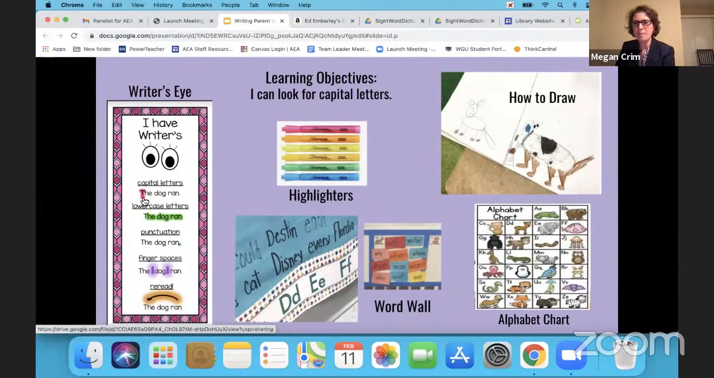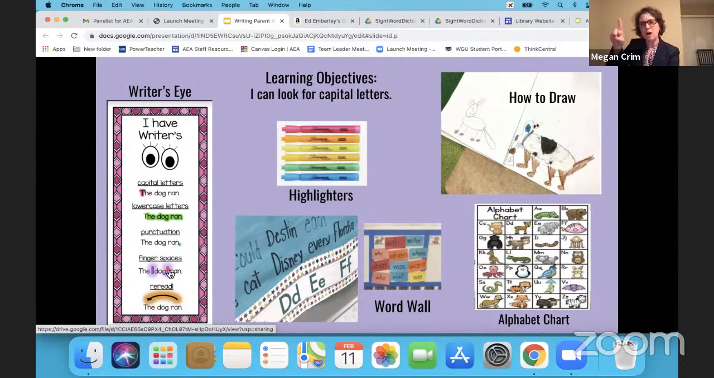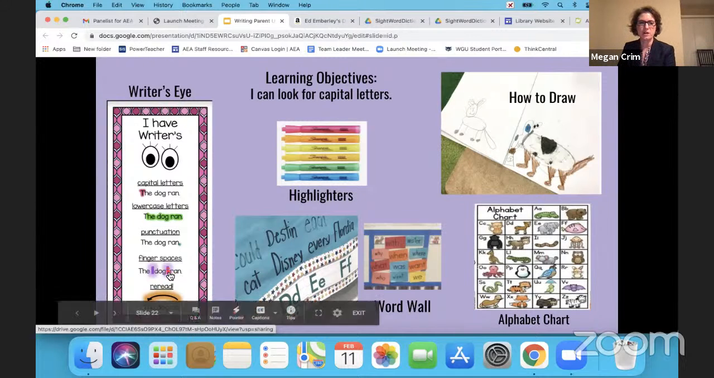Oh, do you have a capital letter at the beginning of your sentence? Okay, now we can change it. Do you have lowercase letters after that? Do you have punctuation at the end? Do you have space between your words? A lot of kindergartners at this stage of the year still are working on space between words. So using your fingers between each word is a powerful tool to teach your child. Going back and rereading the writing. Having an alphabet chart is super powerful.